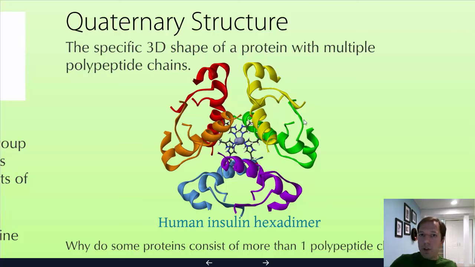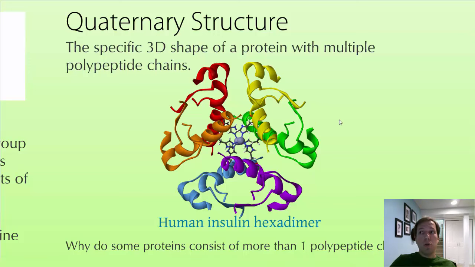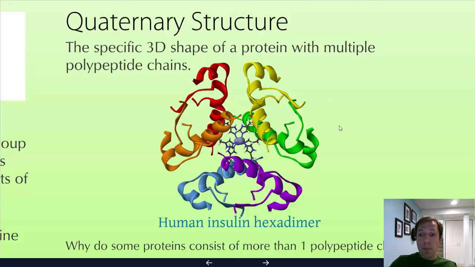So the quaternary structure is often necessary in order to develop an active site, or to develop the actual three-dimensional shape that's needed for that particular protein to accomplish its function. By themselves, those single polypeptide chains wouldn't necessarily be able to do anything, but it's the way that they form together that ultimately makes them functional.